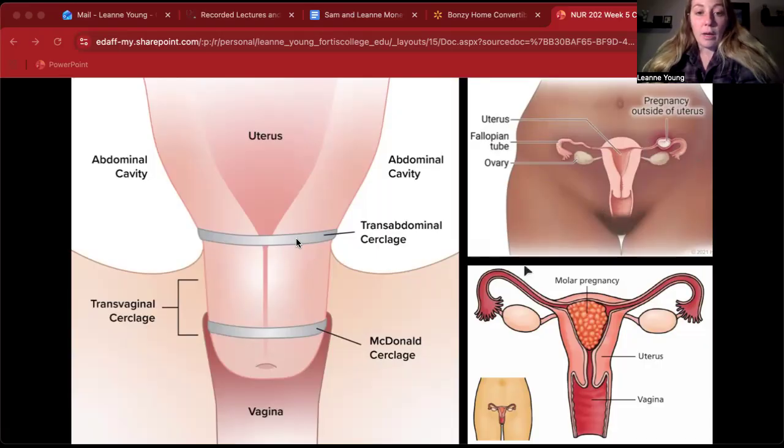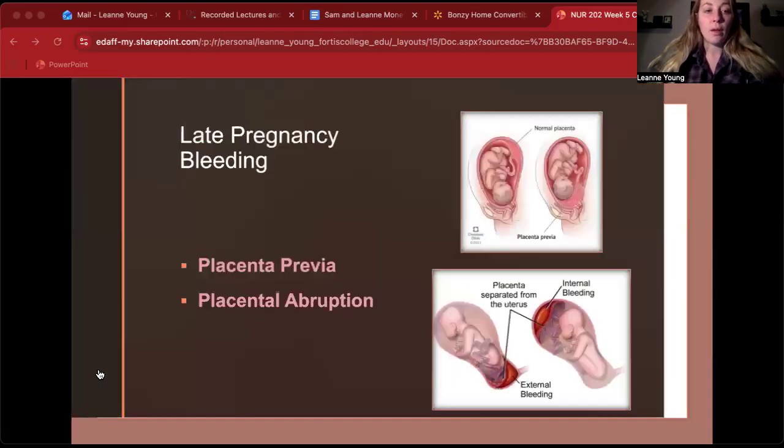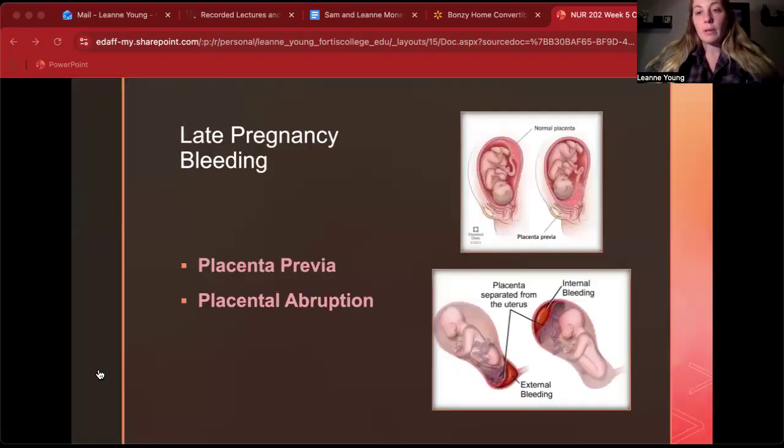Here is a picture down here of our molar pregnancy, which are those little clusters that are developing. Okay, it's placental tissue effectively that's just developing and it's abnormal. So we need to go in and do a D&C, which is that dilation and curettage, and remove all of that from the uterus. Okay, so here are the different classifications of spontaneous abortions. You guys can review that on your own, and you can go into it more extensively in the text, okay? So we talked about early pregnancy bleeding, the spontaneous abortion, ectopic pregnancy, and a molar pregnancy.